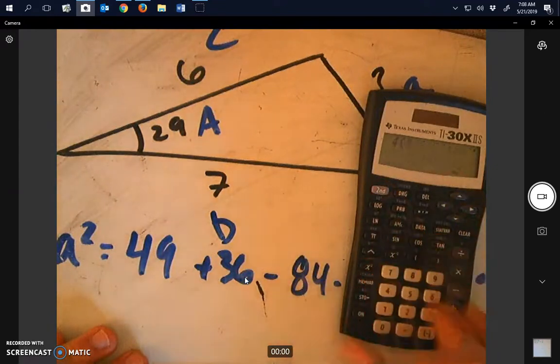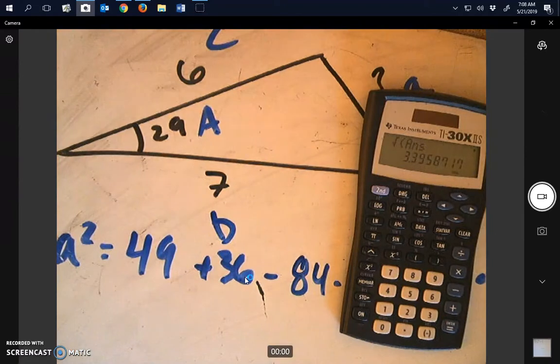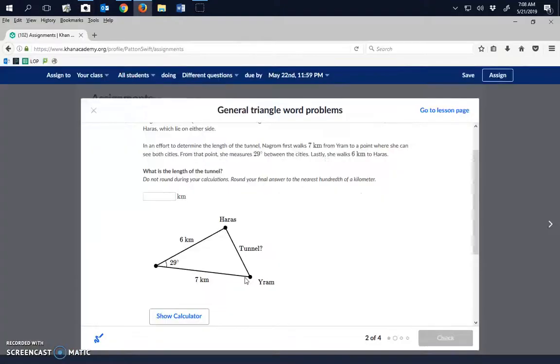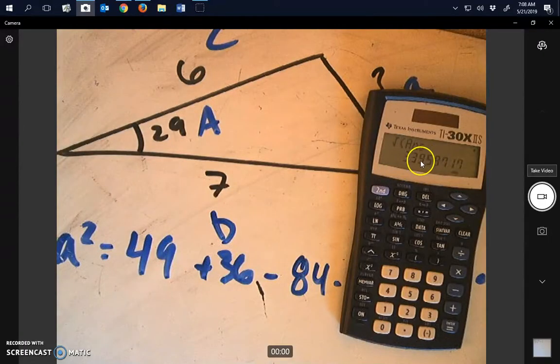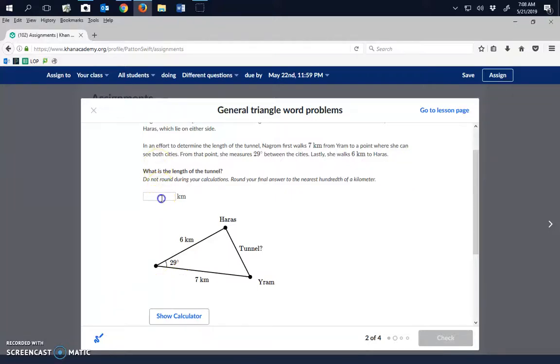So square root of our answer is 3.395 kilometers. They went to the nearest hundredth. So this 5 makes that 9 into a 10, which makes this into a 4. So it'll be 3.40. Or just 3.4. The 0 is assumed. All right, next question.